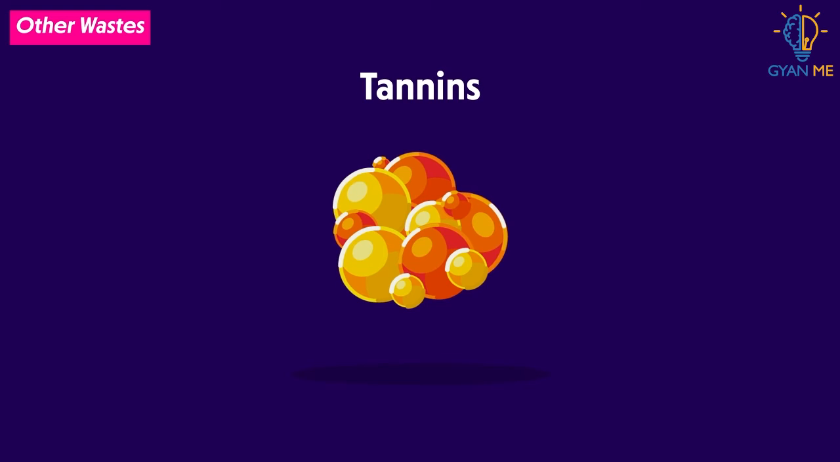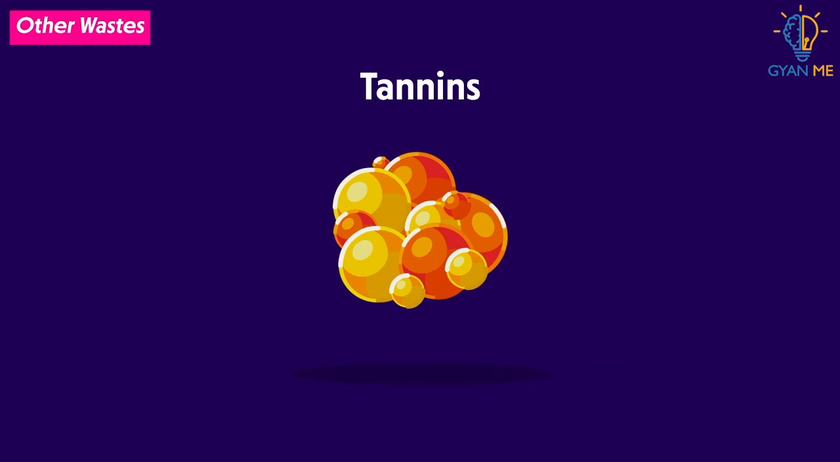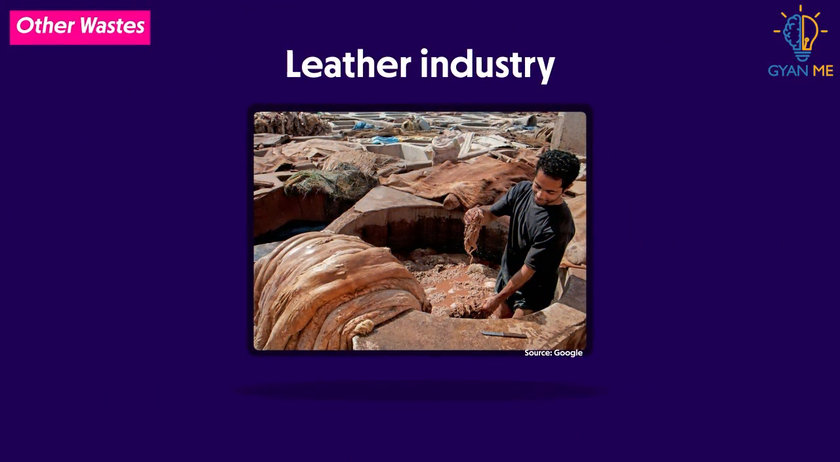Tannins are another waste material found in many plants. Students, tannins are a type of bitter and astringent chemical compound that are produced by plants to save themselves from being eaten by animals. Tannins are also used in the leather industry for making leather smooth and shiny from raw hides.